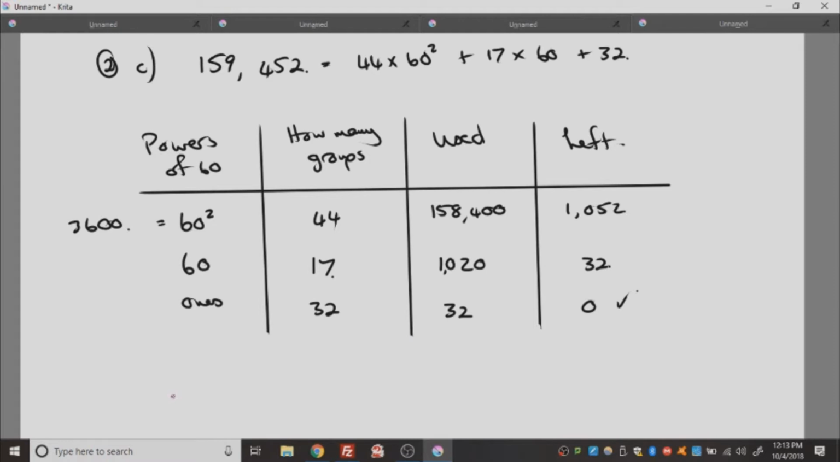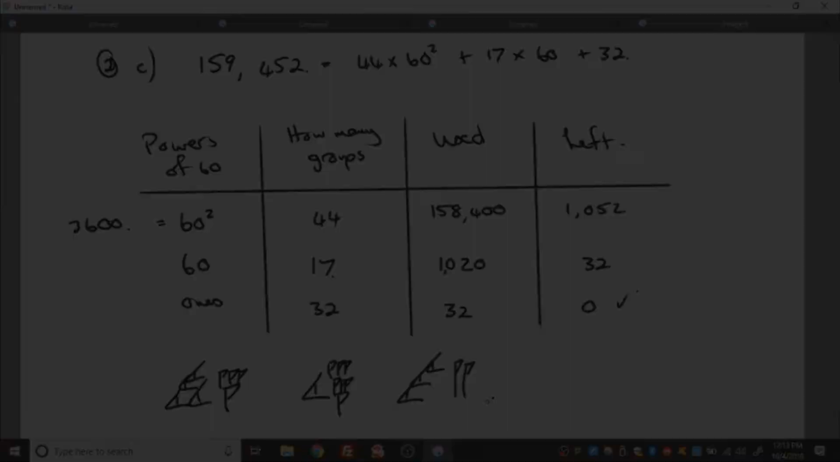So I have a 3-place number, 44 converted. That's not the prettiest 10 in the middle there, I apologize. Space 17. Space 32. A little bit of practice goes a long way.